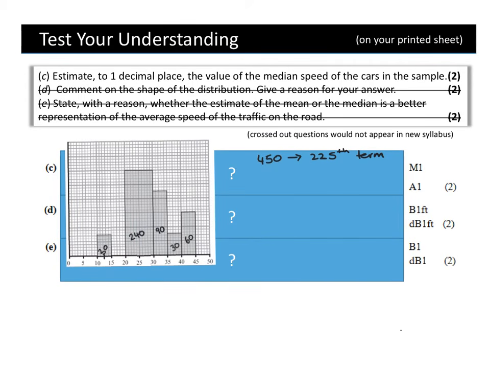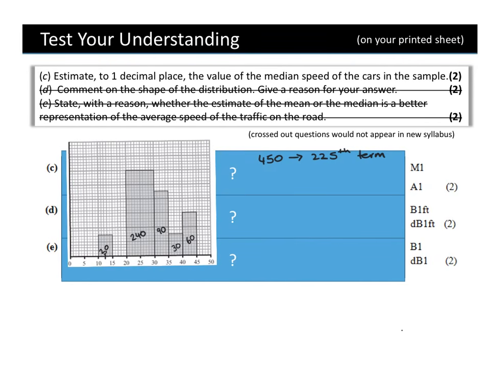So the 225th person is going to be somewhere in here. Where? We don't know yet. What I do know is that it's in this frequency, and I need to find my fraction. My fraction from 30 plus what is 225? 190 divided by 240. This is going to give me my proportion. My class width of the whole bar is 10, so I need to multiply that by 10 to know how far I'm going across.